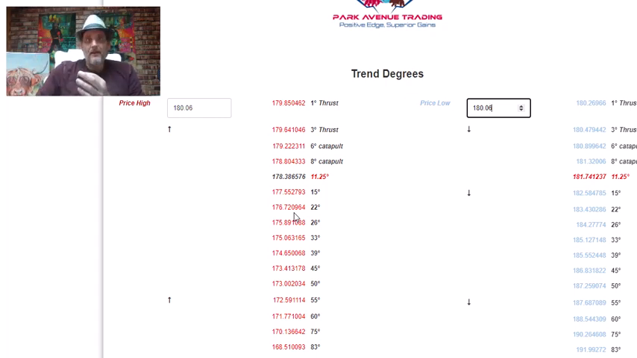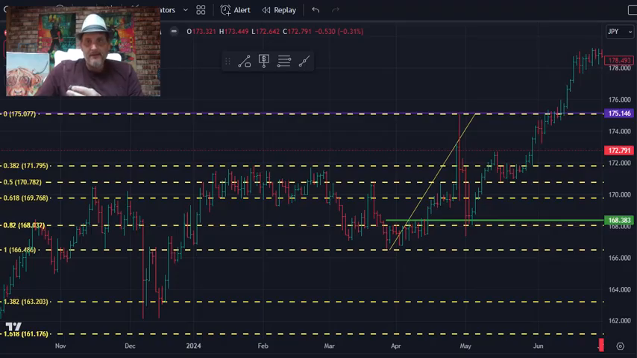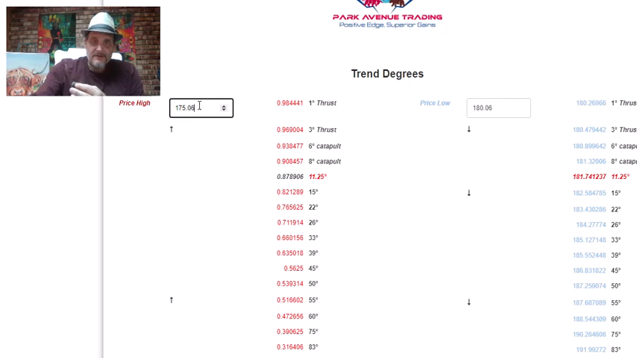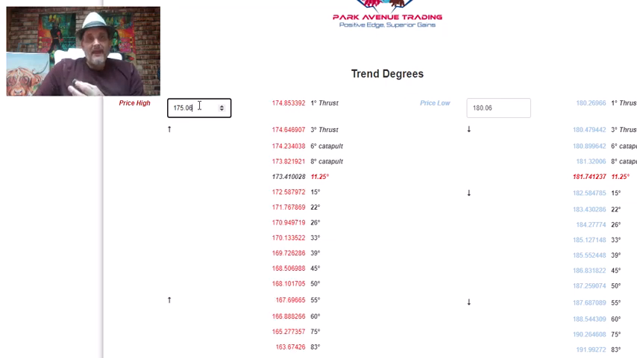But I'm here to basically give you an idea of trend degrees. So let's go back to our chart here, and let's just stick with what we got. We got the high of 175.06. So if I go to my trend degree and I put in the high, 175.06. Okay, 8 degrees below that is 173.82.